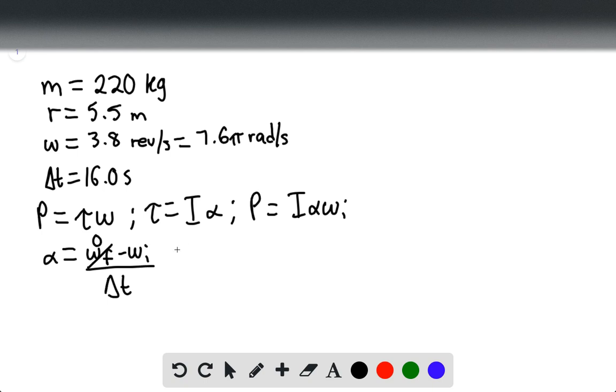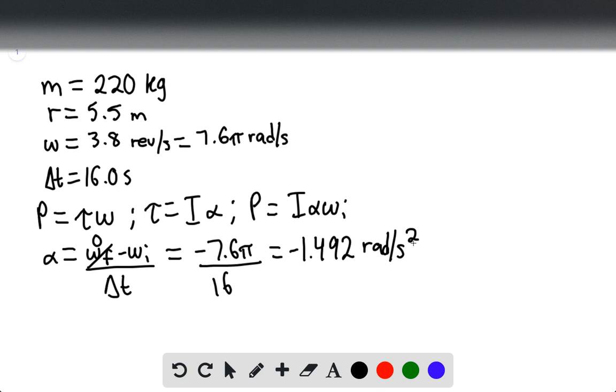final will be 0, so this will be negative 7.6 pi divided by 16, and we have negative 1.492 radians per second squared. So this would be as if an angular acceleration was stopping the centrifuge in 16 seconds from 7.6 pi radians per second.